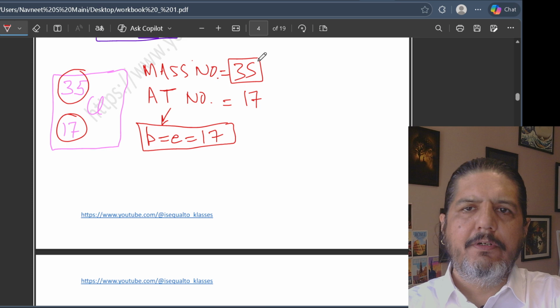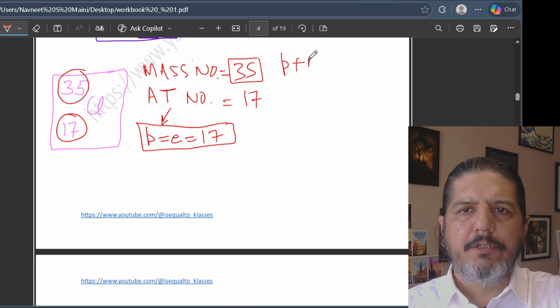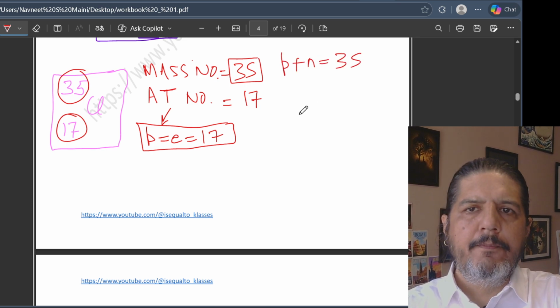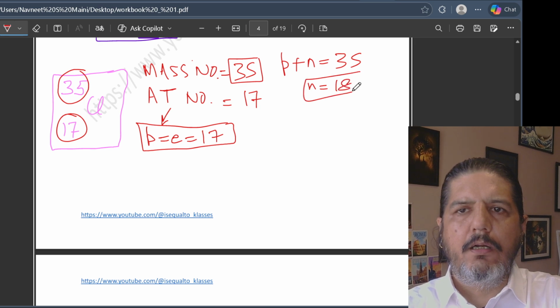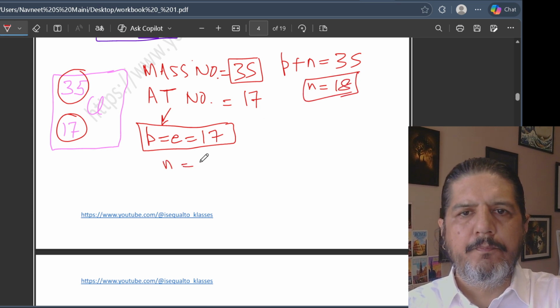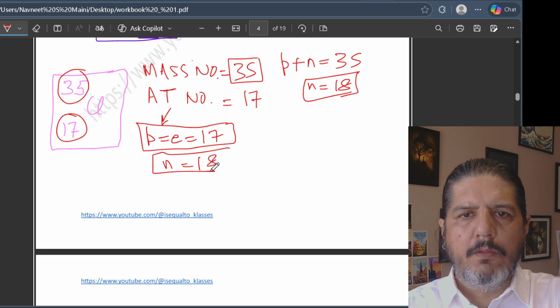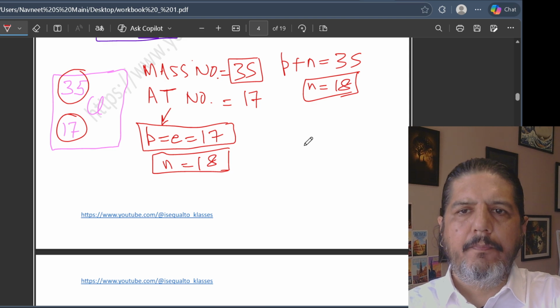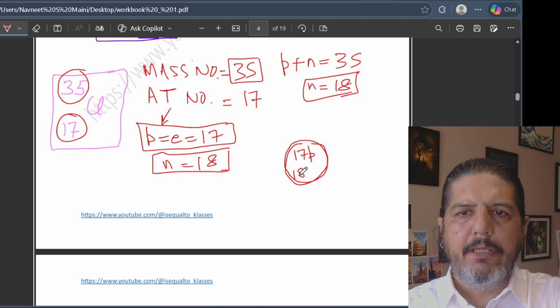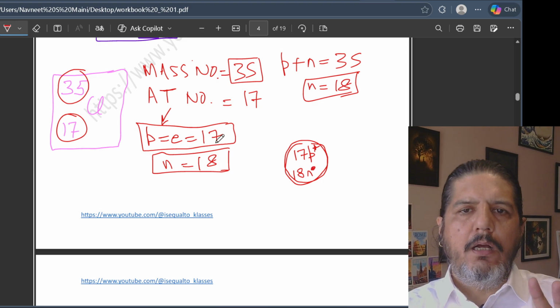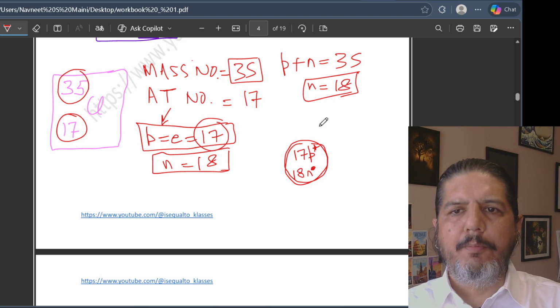What does the mass number give us? Mass number gives us the number of protons plus neutrons. This is equal to 35. I have understood that protons are 17. When I calculate, the neutrons would be 18. So, when I draw the diagram, in the nucleus there will be 17 protons and 18 neutrons, and these 17 electrons would have to be put in the various shells.